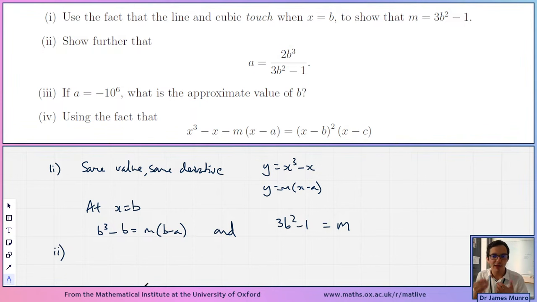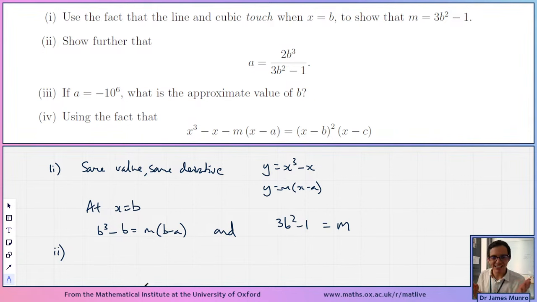Maybe you get there by thinking about m representing the gradient. It is the gradient, and 3b squared minus 1. I calculate the gradient, and they match up. Maybe you have that kind of interpretation of what the things mean. And some people can do that, and sometimes I can do that. Maybe you can too. You look at the question and you understand what it means. And then you read, a equals 2b cubed over 3b squared minus 1. You think, I have no idea what that means.